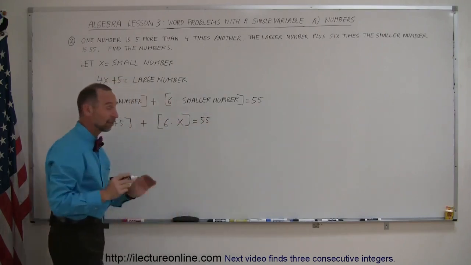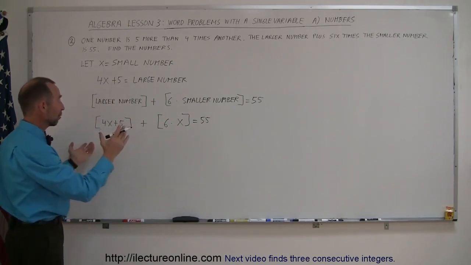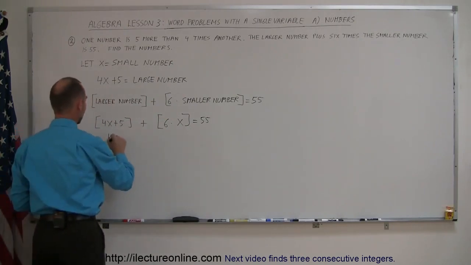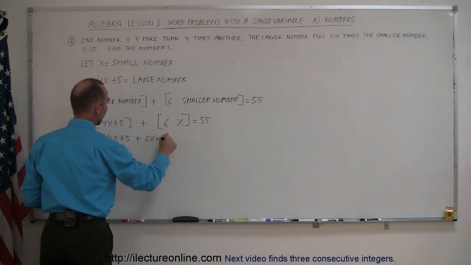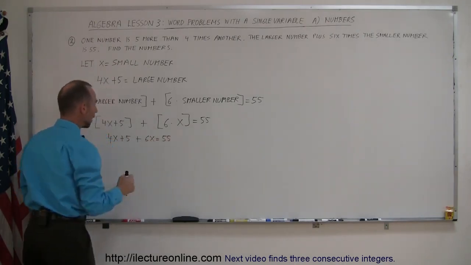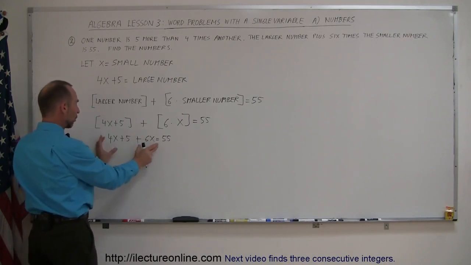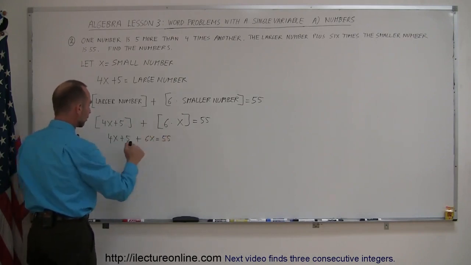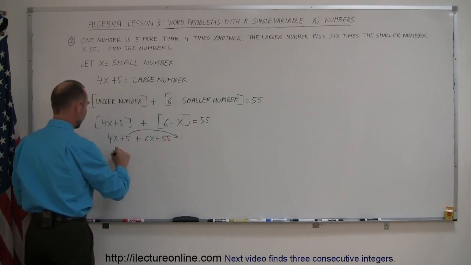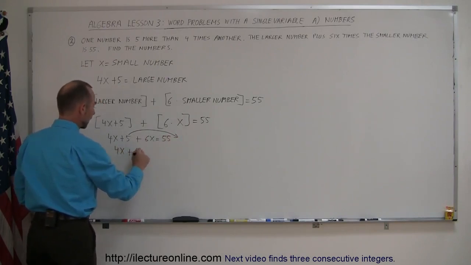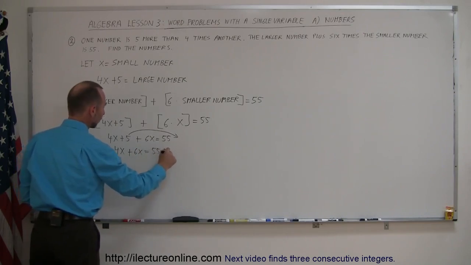Now we can go ahead and solve this equation for x. Let's get rid of the brackets. We don't need them. So we can say 4x plus 5 plus 6x equals 55. Okay, now we keep all the terms of x's to one side, and move everything else to the other side. So the plus 5 goes to the other side, and it becomes a negative 5. So we have 4x plus 6x is equal to 55 minus 5.